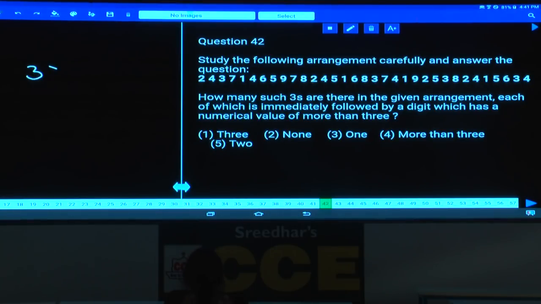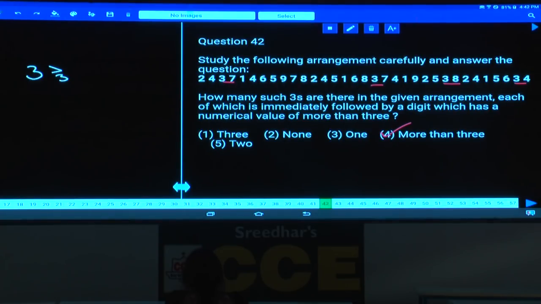Now 3 followed by 7. 7 is more than 3. Next one. Anything else here? Now 3 followed by 7, isn't it? 7 is more than 3. Next one, 3 and 8. Next, anything else? 3 and 4. And in total, how many 3s do I have? There are some 4 threes, each immediately followed by a numerical value more than this 3. And 42, choice 4 is the answer.